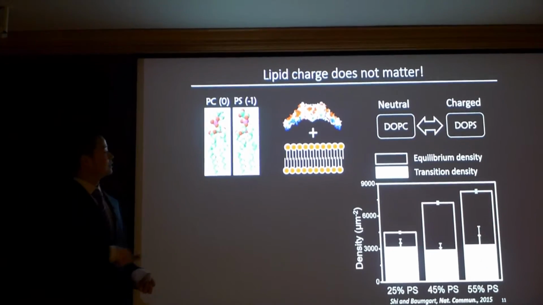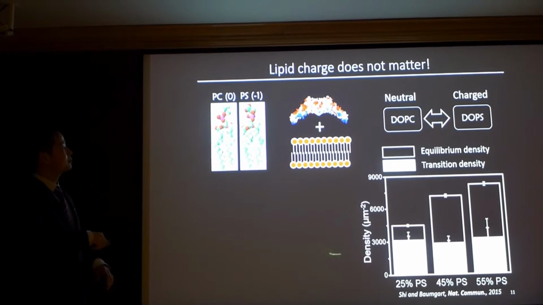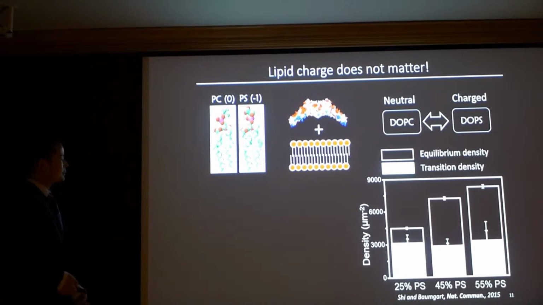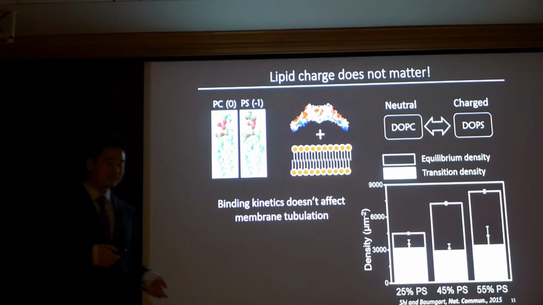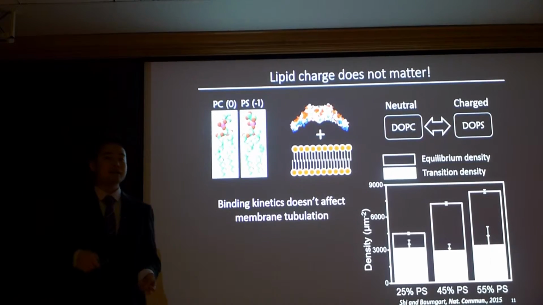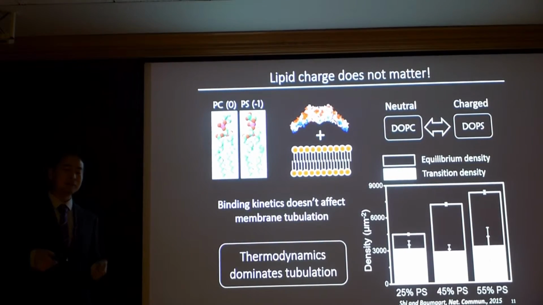However, the transition densities, or the density required to deform the membrane, remain roughly the same for different percentages of charge. So this tells us the membrane binding kinetics controlled by the charge of the lipids is not really influencing the membrane deformation. And in order to understand this process, what we really have to consider is thermodynamics.